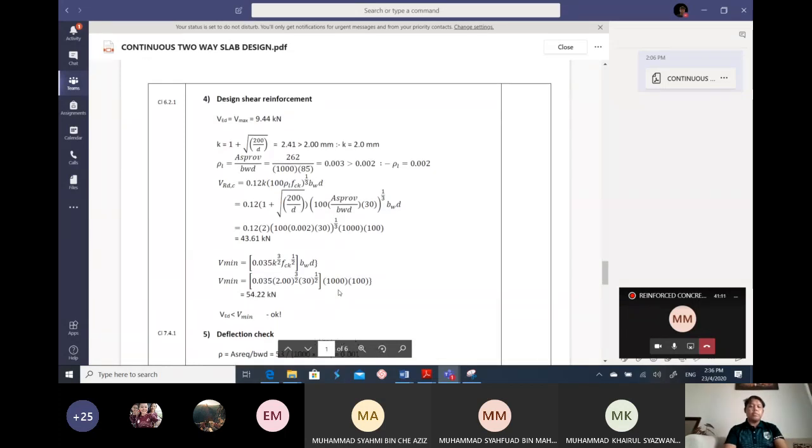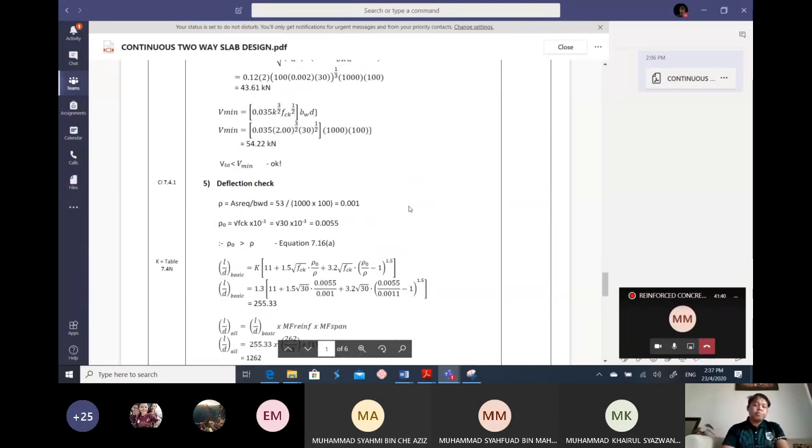Next, for the shear reinforcement. Okay, for the shear reinforcement, we have to check as usual. You have to calculate the VRDC and also V minimum, and then compare which value you have to use in order to compare with VED. In my case here, VED is less than V minimum. The D value here that you have to use is your DX.